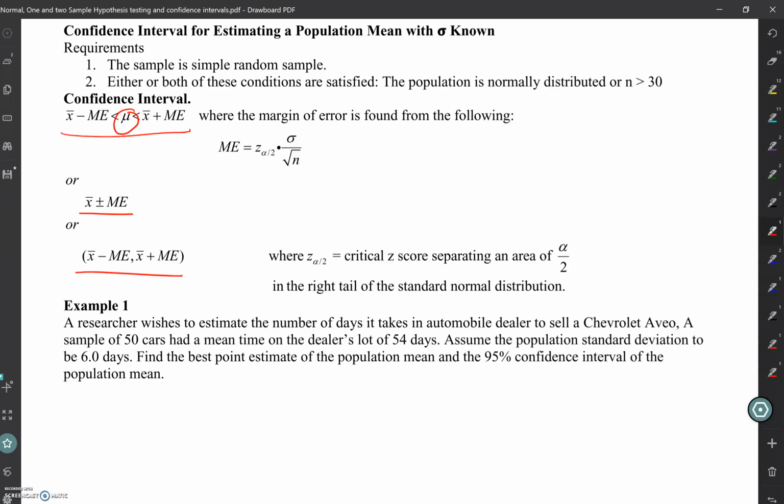So a researcher wishes to estimate the number of days it takes an automobile dealer to sell a Chevy Aveo. A sample of 50 cars had a mean time on the dealer's lot of 54 days. Assume the population standard deviation to be 6 days. Find the best point estimate of the population mean, and the 95% confidence interval for the population mean.